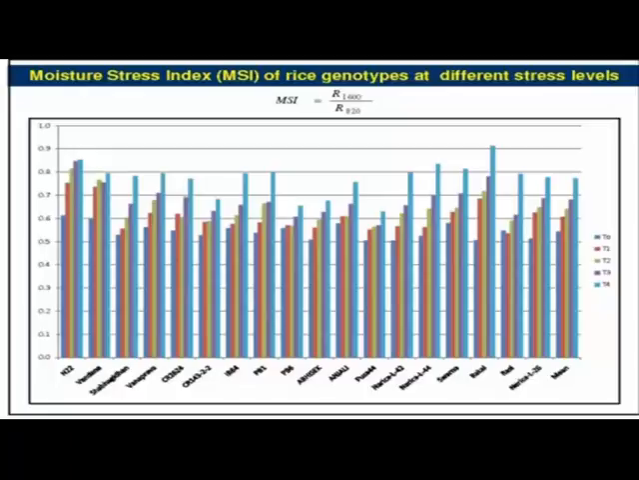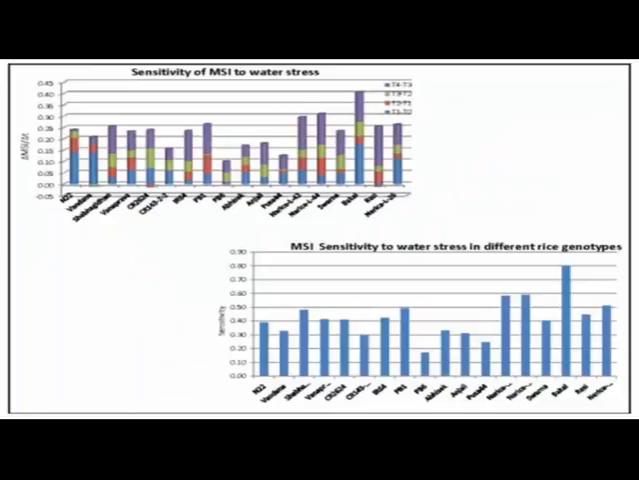T4 is the stress condition. That difference tells you how sensitive that genotype is. But for example, you see here, this is at the different stages how the genotype is behaving to the water stress. Change in moisture stress index with respect to time, how they are changing, you are able to see over here. So what you can see within no time is that this is the genotype which is very resistant with respect to the stress. This is the genotype which is very sensitive with respect to water stress.